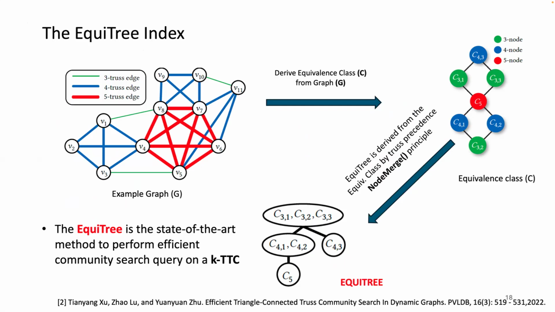So from our example, in order not to bore us with too many words, the equity index passes through 3 phases. The first thing is to determine the equivalence classes from the main graph G. Then from our classes, we do what we call Truss precedence and node merge. Then we derive the equi-tree itself. From our diagram, we can see that it is easier for us to search through this tree than to query the entire graph.